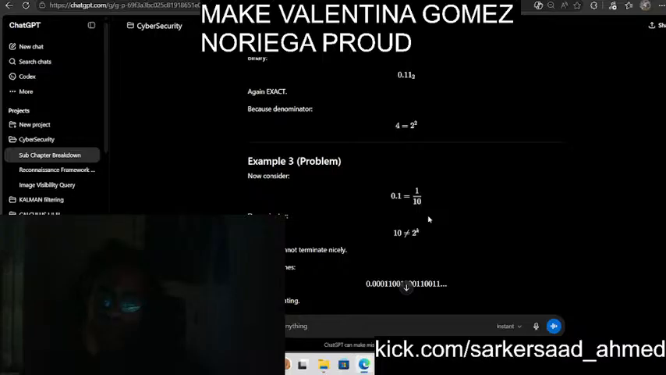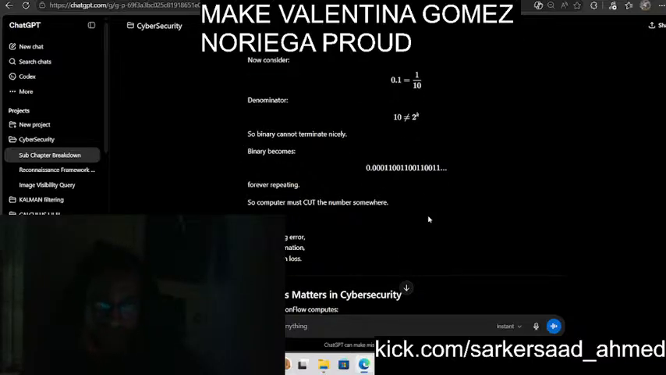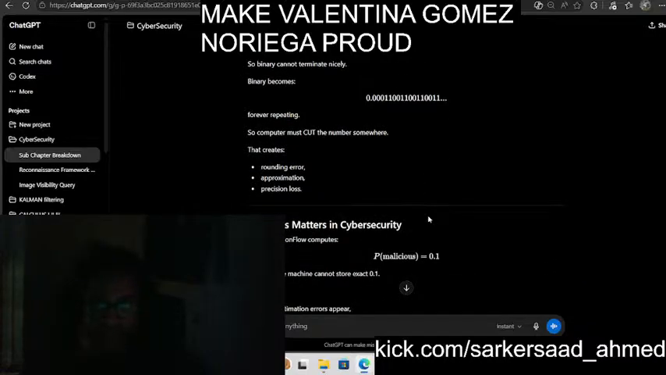Because you would need to do log base 2 of 10, which is some weird value, and then you have to write a binary for that, which never stops. So the computer must cut somewhere. This creates a rounding error, approximation error, or precision loss.